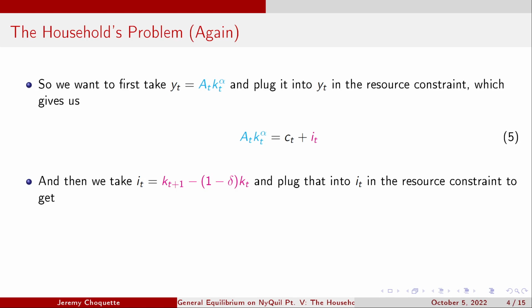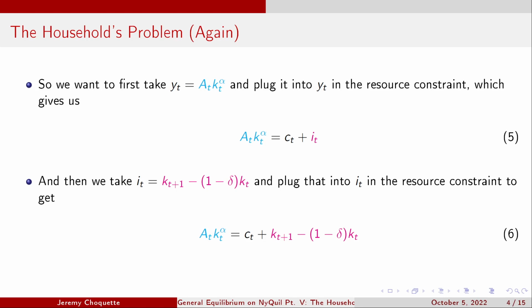But remember, investment is that law of motion of capital, right? k_{t+1} minus (1 minus delta) times k_t. So I'm going to plug that into I in the resource constraint, which gives me this right here. Now, this constraint in this form, well, almost exactly this form, is pretty much ready to go.